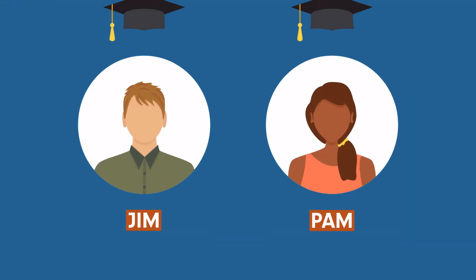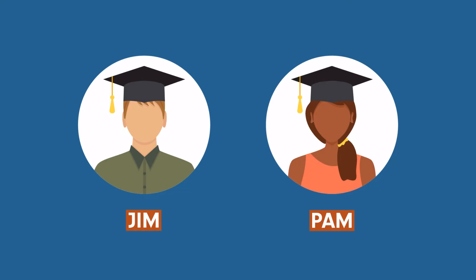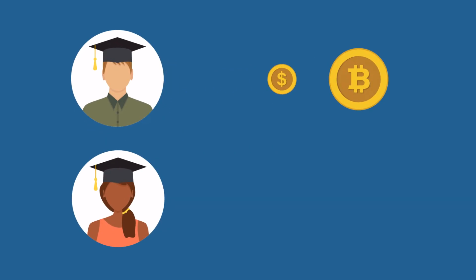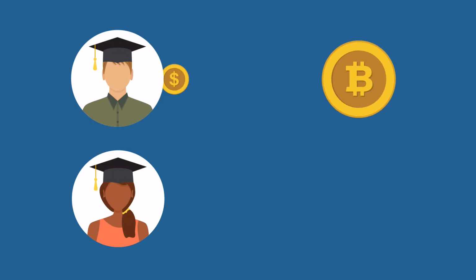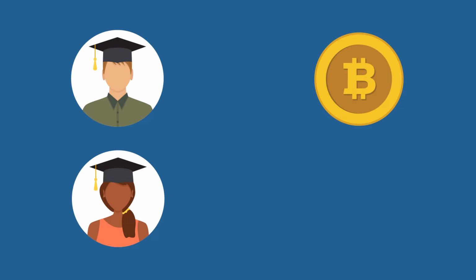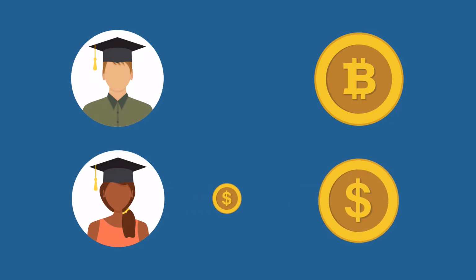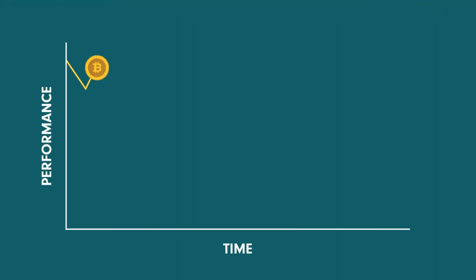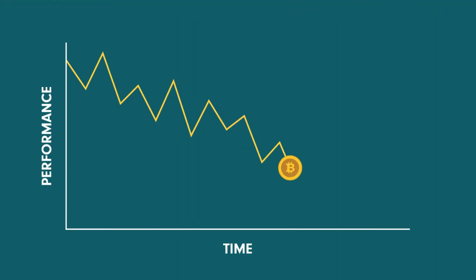Let's just say that Jim and Pam are both saving for post-secondary school in a couple of years. Jim's noticed that cryptocurrencies have been doing extremely well over the last few months, so he decides to put all of his savings into Bitcoin. Pam, on the other hand, recognizes the risks associated with Bitcoin and decides instead to invest her money in cash and bonds. Now suppose that over the next couple of years, Bitcoin sees extreme volatility and the price falls significantly.